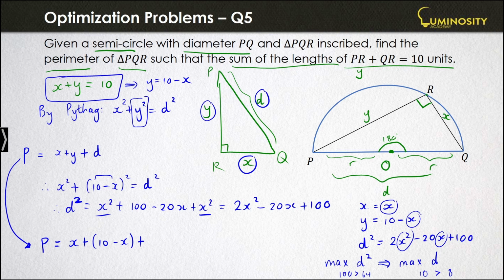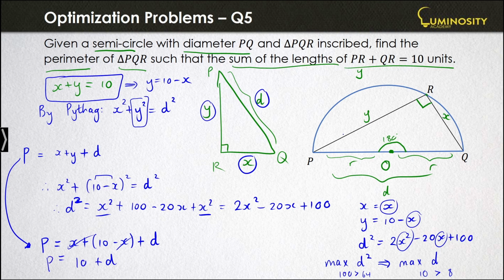Okay, so what I want to do separately, I'm just going to write that as d for now. I want to maximize d squared. Then I'll find the maximum value of d. So far, the x minus x cancels and I'm left with 10 plus d. So that's my perimeter, 10 plus d.